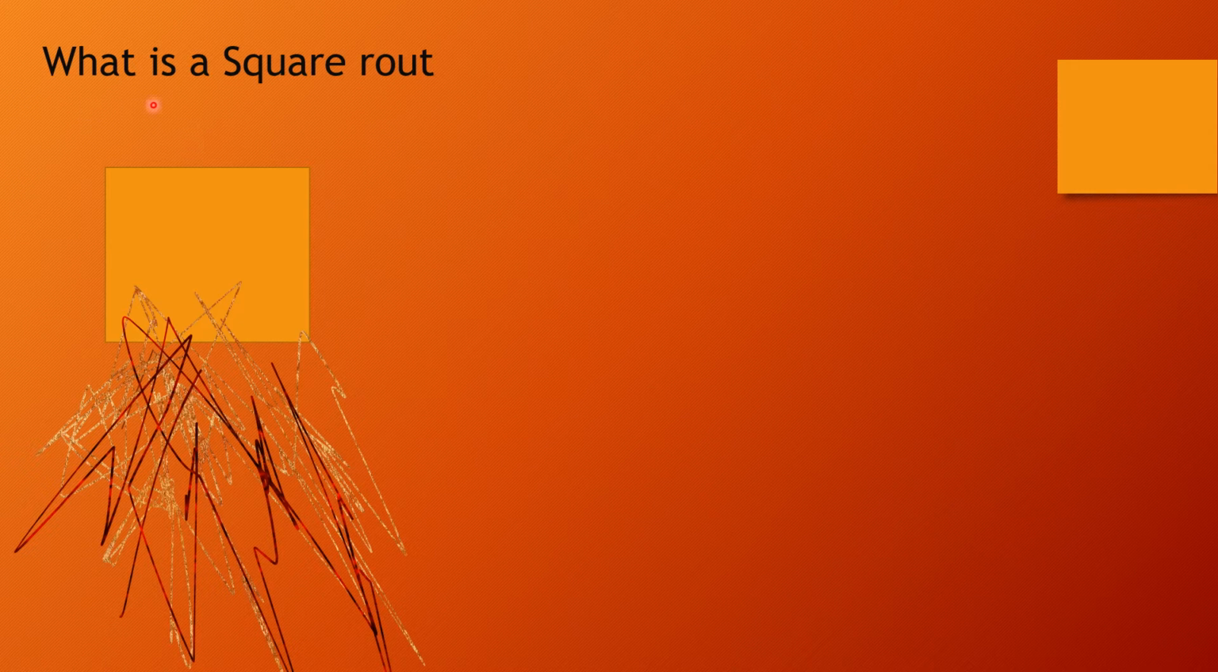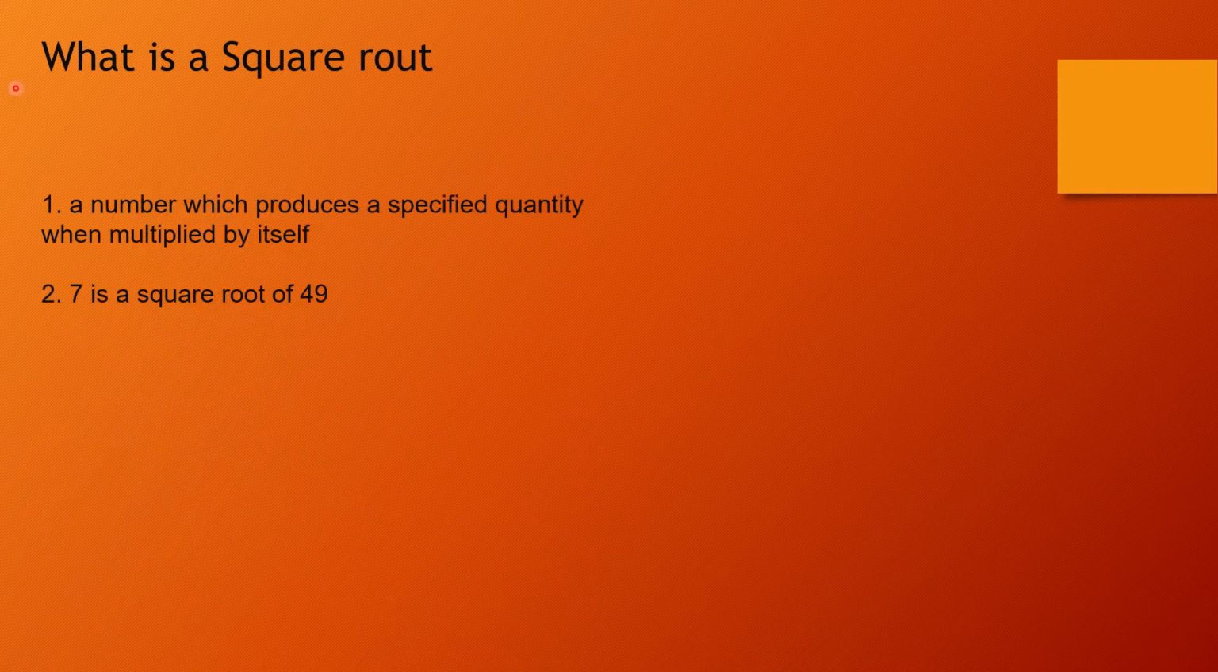Okay, now we have what is a square root. This is not a square root, a square with random roots coming out of it. No. What is a square root? Number 1. This is the definition of a square root. A number which produces a specified quantity when multiplied by itself. For example, 7 is a square root of 49.